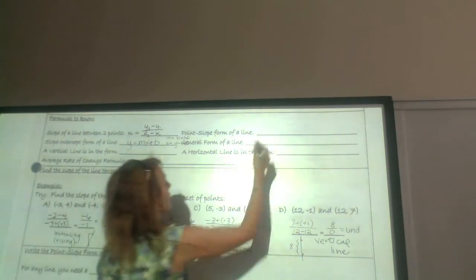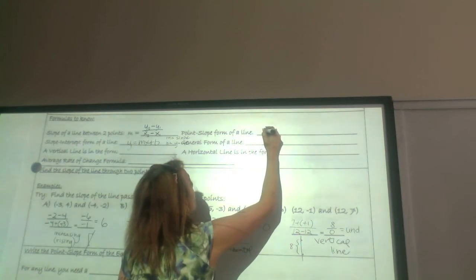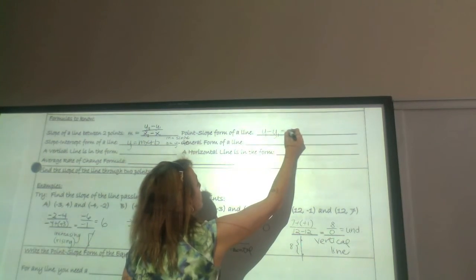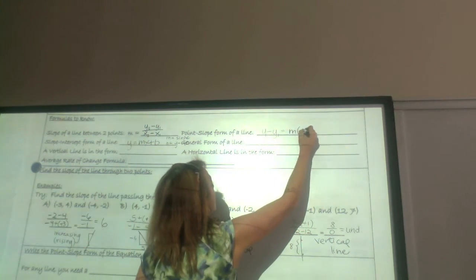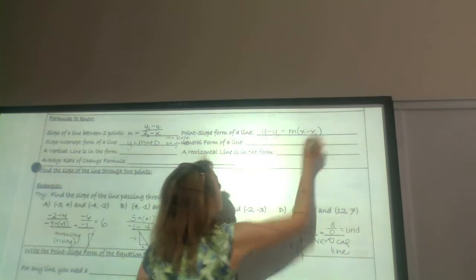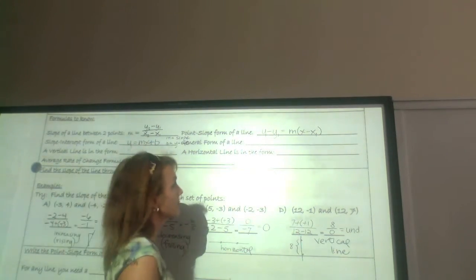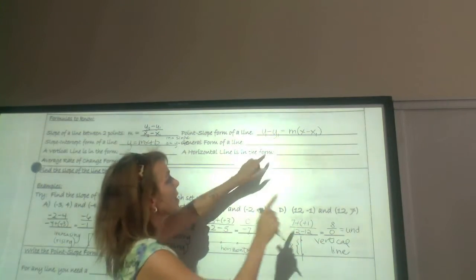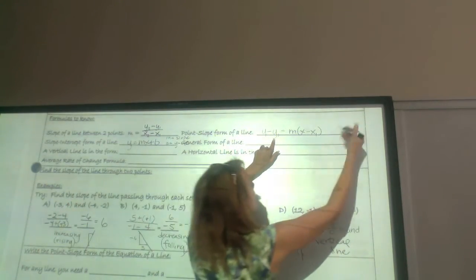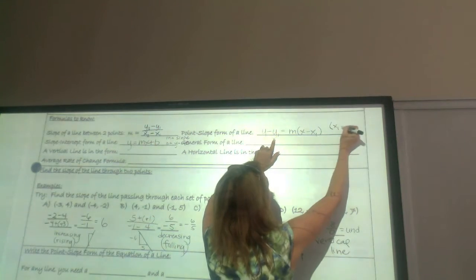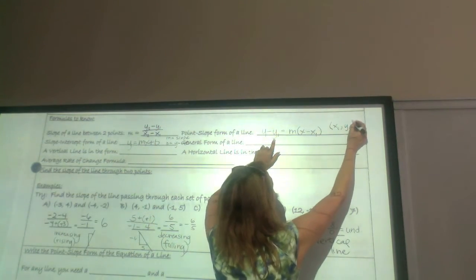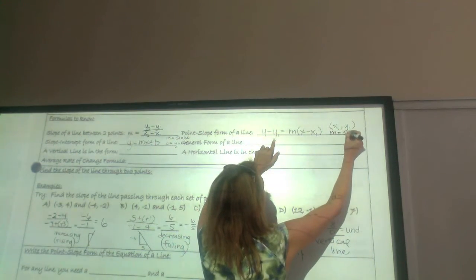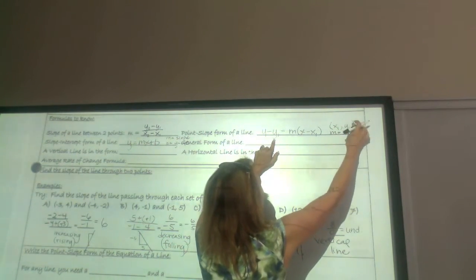Point slope form of a line is y minus y1 is equal to m times x minus x1. Okay, and in this case, it's called point slope form of a line because this represents some point on the line, and it can be any point on the line. And then, of course, m is going to be your slope. So point and slope.